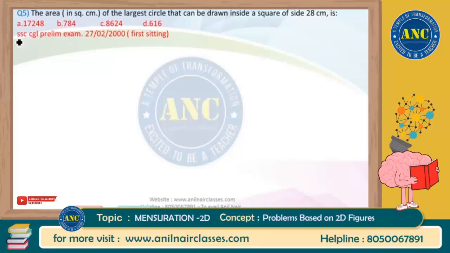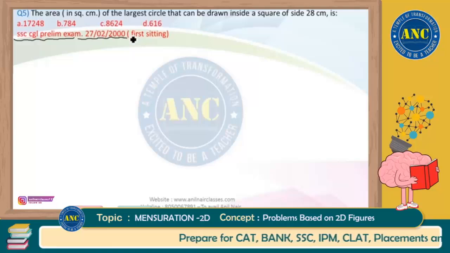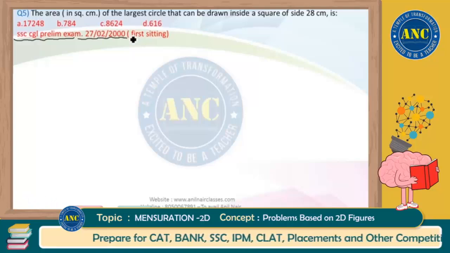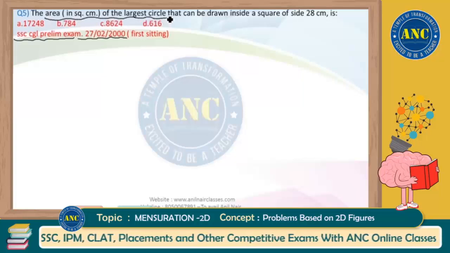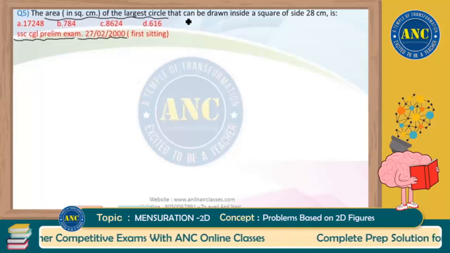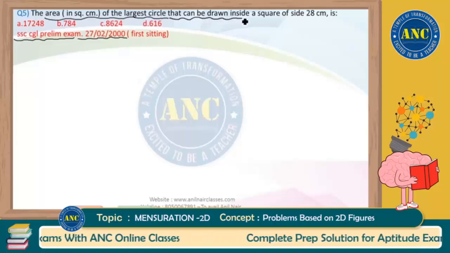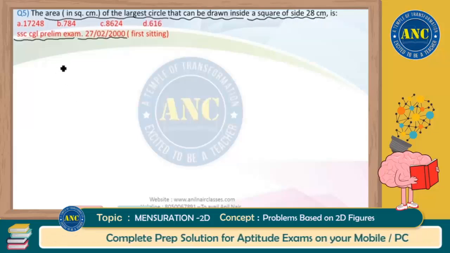Next question, a very important question. Several times this question has come in the examination, in multiple exams, in multiple years. Let us see that kind of question right now. Find the area of the largest circle. That means the area of the circle should be maximum. Find the area of the largest circle that can be inscribed inside a square of side 28 centimeter.